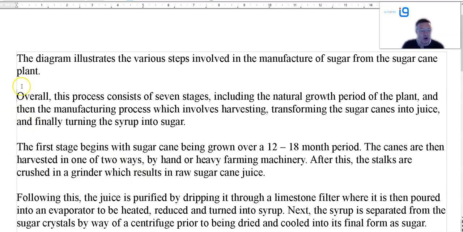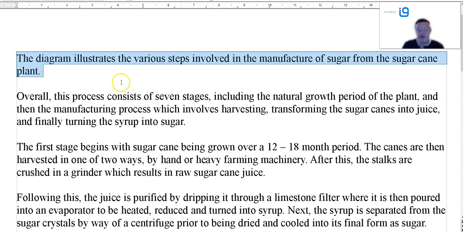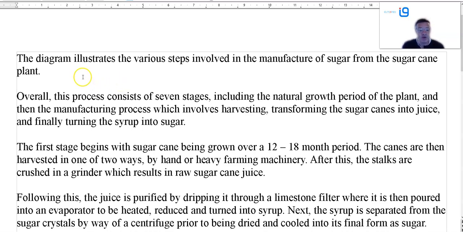You could put the overview with the introduction, because that's not really a paragraph, it's a sentence. In some of them, if there's more information, then it's a paragraph. But the diagram illustrates the various steps involved in the manufacture of sugar from a sugarcane plant. So there's not too much else that you can say there. For some of the graphs and the charts, there's some more information, but for this one, no.